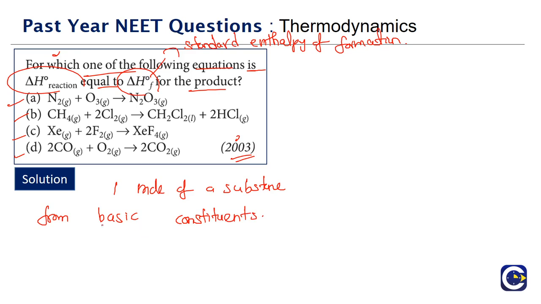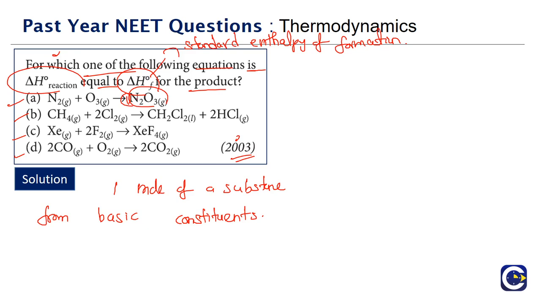And here if you look at it, for any substance, we'll start with the option A, N2O3, that is the product. It must be formed from the basic constituents. Of course we have 1 mole of N2O3, that's fine. It must be formed from the basic constituents.